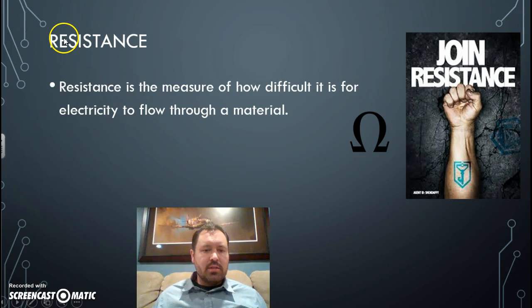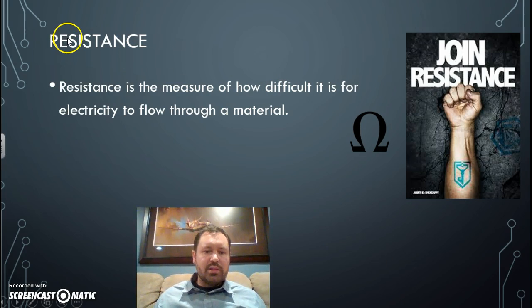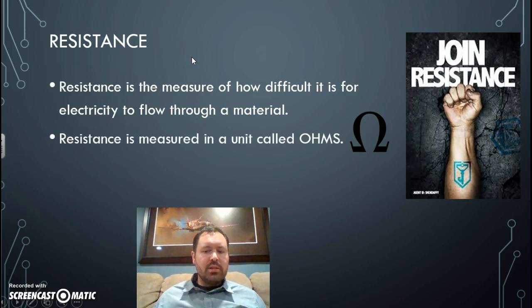Okay, so next is resistance. Resistance is the measure of how difficult it is for electricity to flow through a material. So resistance is measured in a unit called ohms. Now, think about it this way.